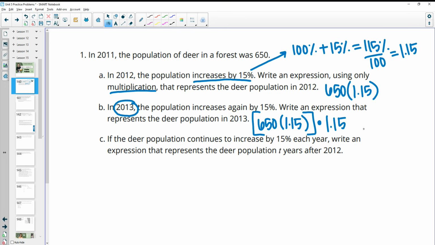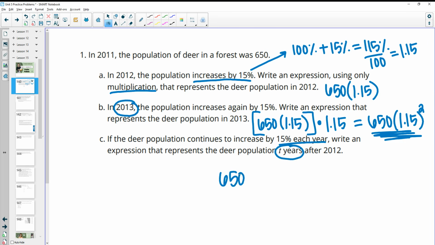So you could do it like this. That's also the same as thinking about it as 650 times 1.15 two times, so to the second power. So either of those two are fine. Now, this second way of writing it is more helpful for part C because it says if the deer population continues to increase by 15% each year, write an expression to represent the population T years after 2012. So this would be 650 times the 1.15, which is a 15% increase each year, so to the T power.